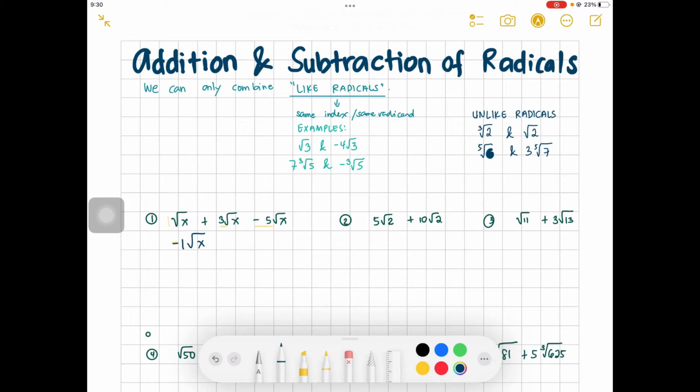Another way of simplifying is we factor out the common radical. So we factor out square root of x. If you factor out square root of x, the numerical coefficients will remain: square root of x times 1 plus 3 minus 5. And we simplify this. 1 plus 3 minus 5. The answer is negative 1. So negative 1 times square root of x, or simply negative square root of x.